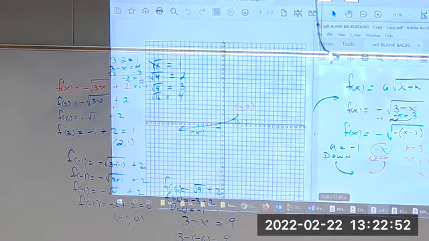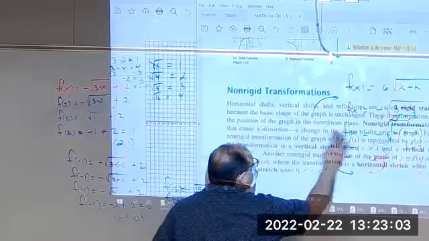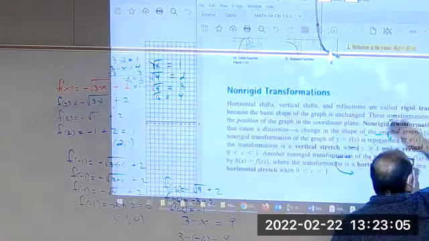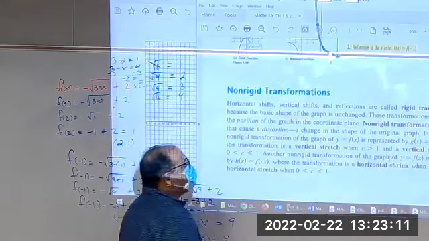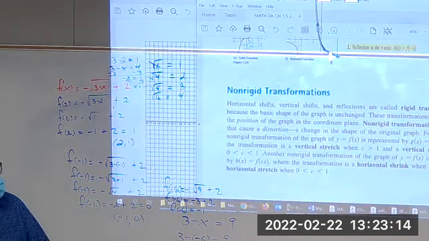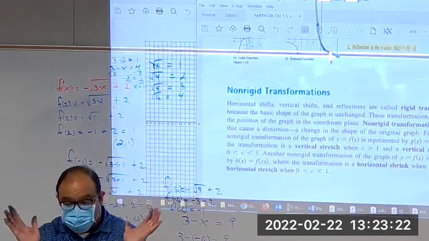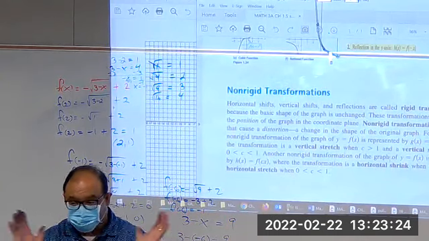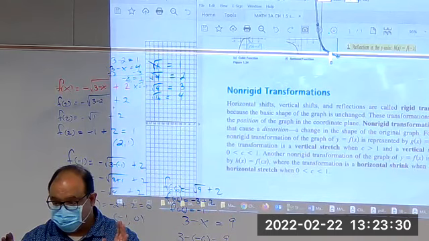Non-rigid transformations. Last piece of this. We've talked about A is a flip across the horizontal line, y equals 0, across the x-axis. Non-rigid. H is a rigid transformation because the graph does not change at all. You just move it left and right. K moves it up and down. It doesn't change at all. It just moves it up and down.